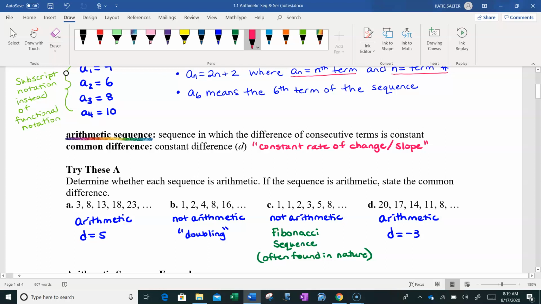The second one is not arithmetic because it's doubling. So if you see a multiplicative pattern or a squaring pattern or some other type of pattern, it doesn't mean that it's not a sequence. It's just not an arithmetic sequence. The third one's also not arithmetic. This is actually called the Fibonacci sequence, and it's a sequence often found in nature. It's kind of neat. We're going to work on this later.